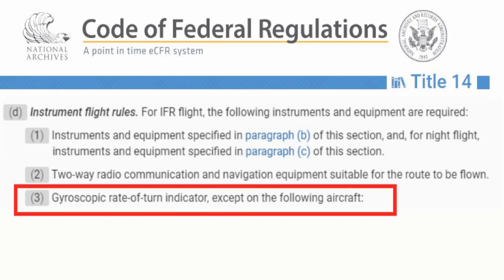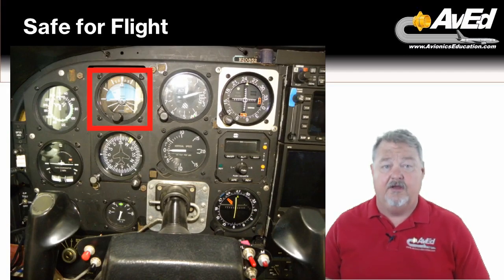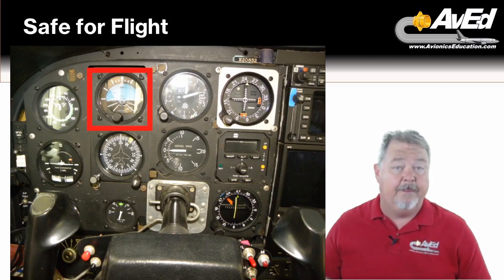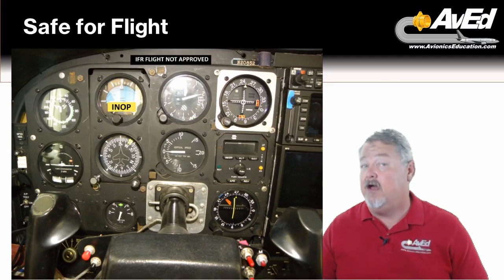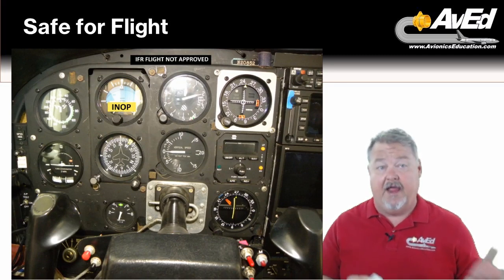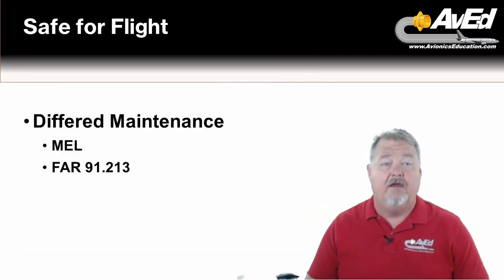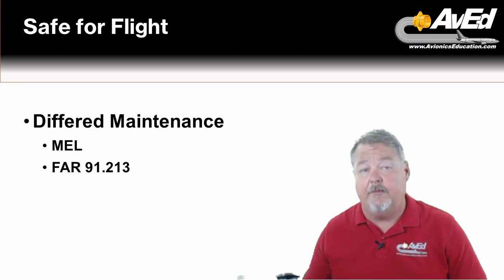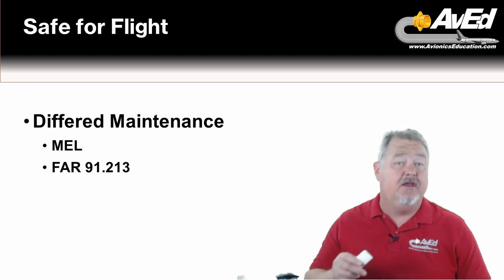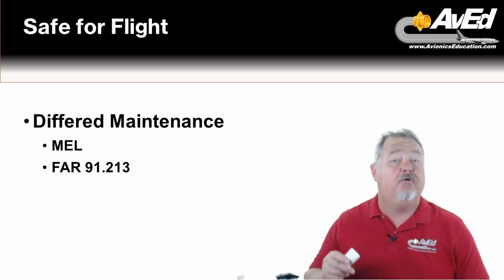For example, IFR flight requires a gyroscopic pitch and bank indicator, which is also known as an artificial horizon. Should this instrument not operate properly for any reason, the aircraft could continue to fly. However, the aircraft would not be authorized to operate in IFR, but it could operate VFR and VFR at night. However, both an approved MEL and the 91-213 inoperative rules, neither can be used unless there is a maintenance record entry.